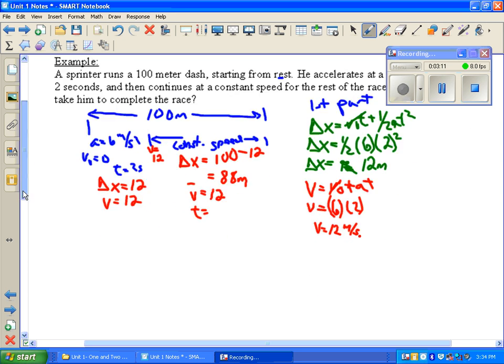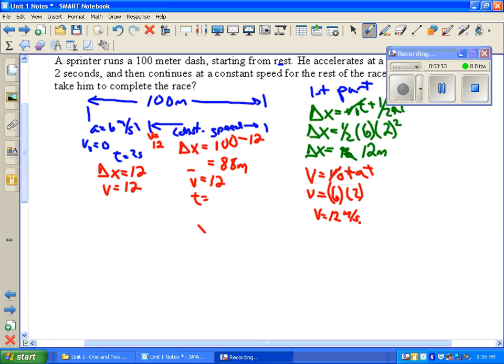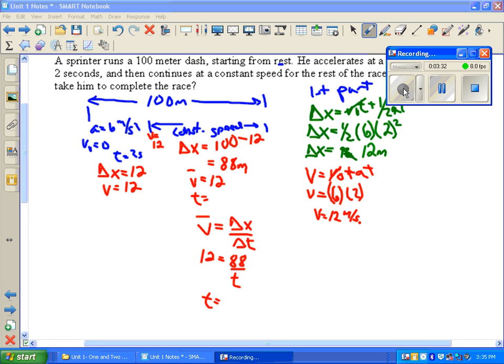So for that, if it's constant speed, I can use this equation. Average or constant speed is distance divided by time. So we have 12 is 88 divided by the time. And if I solve that for the time, I get a value of 7.33 seconds.